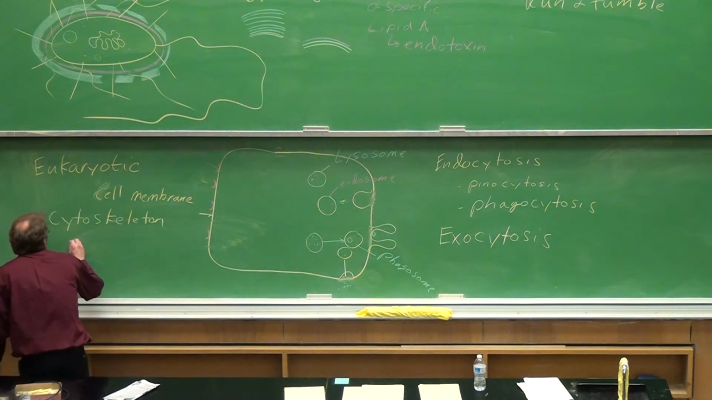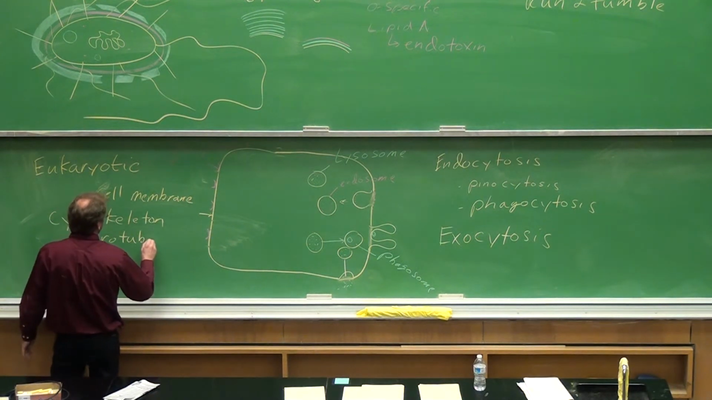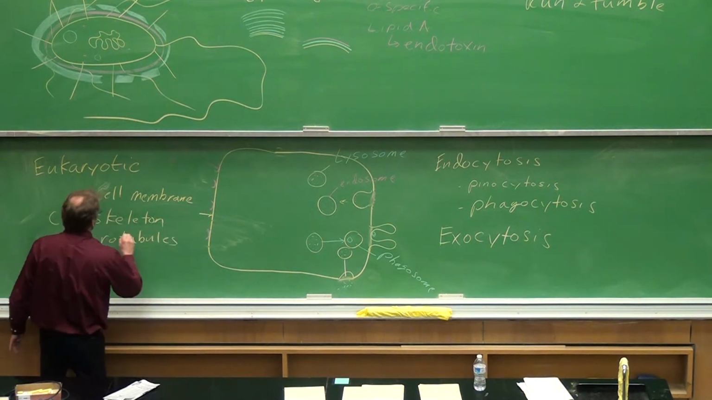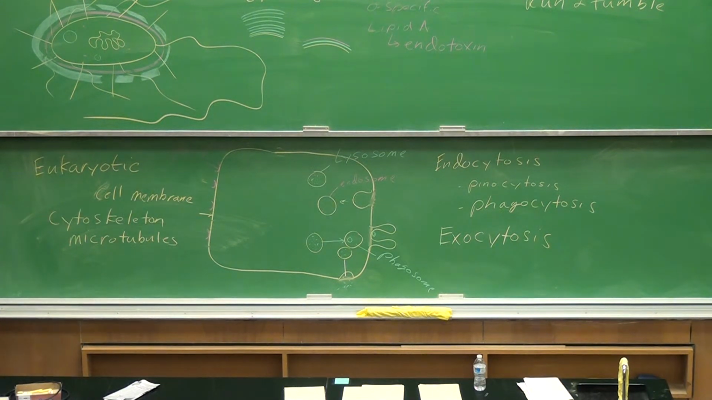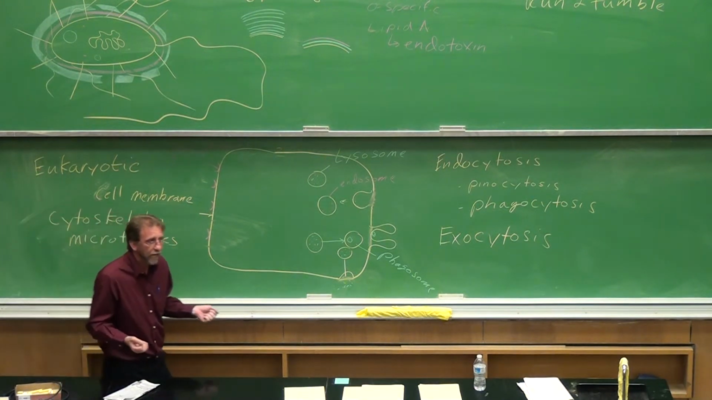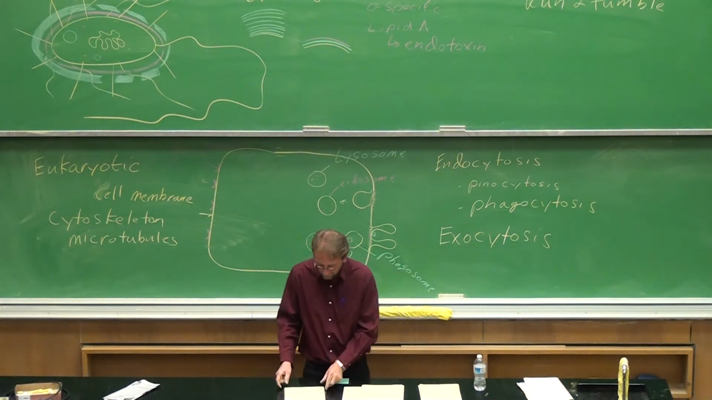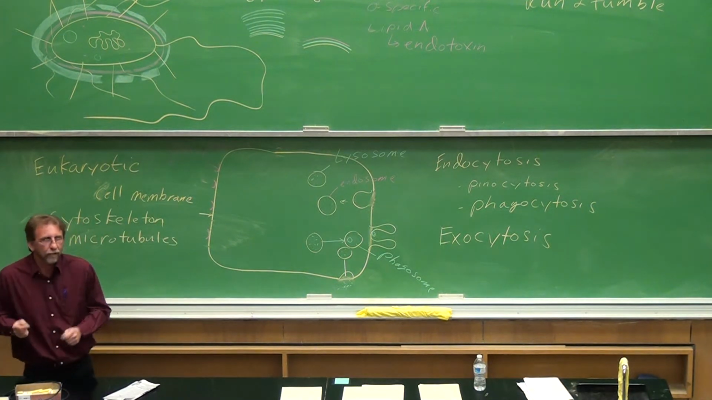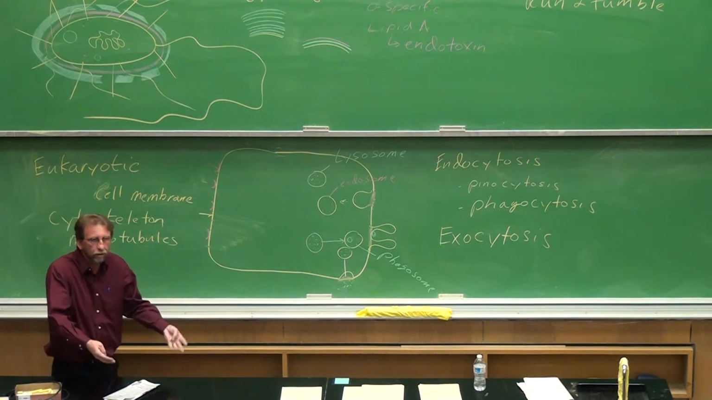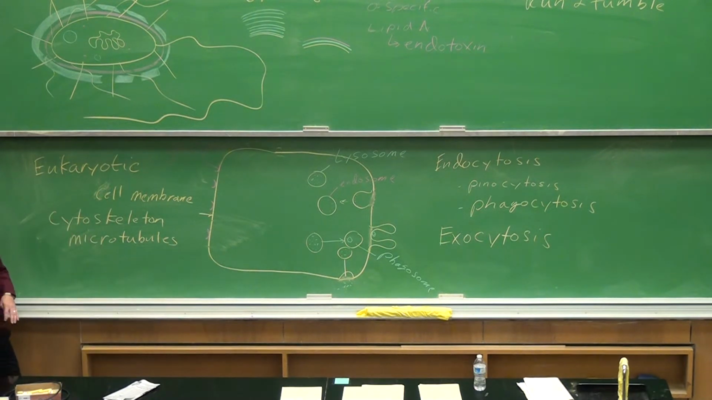We have microtubules. And microtubules are used in the formation of mitotic spindles. So when the cell goes to divide, microtubules are responsible for splitting the DNA apart. Also, the movement of organelles through the cell. So mitochondria or chloroplasts, other organelles, they move along the microtubules that are running through the cell.